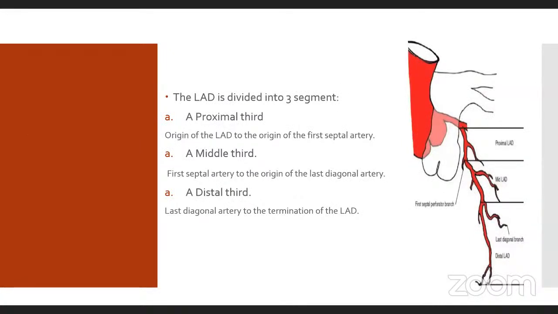The LAD is divided into three segments: proximal, middle, and distal. A proximal third runs from the origin of the LAD to the origin of the first septal artery. A middle third runs from the first septal artery to the origin of the last diagonal artery. And the distal third runs from the last diagonal artery to the termination of the LAD.